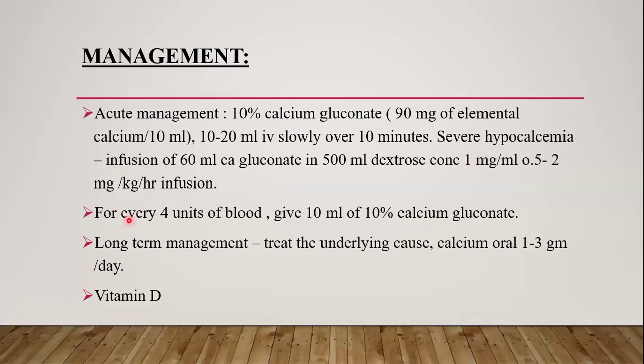Transfusion of a massive amount of citrated blood can lead to hypocalcemia. So for every 4 units of blood transfused, 10 ml of 10% calcium gluconate has to be administered.